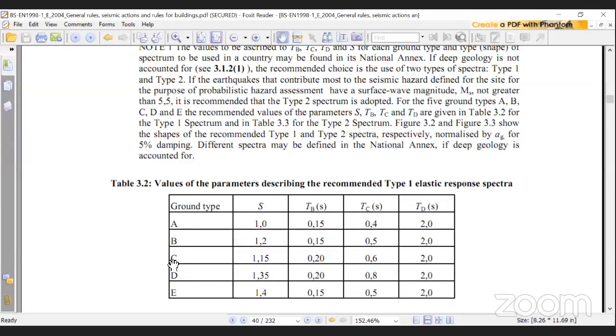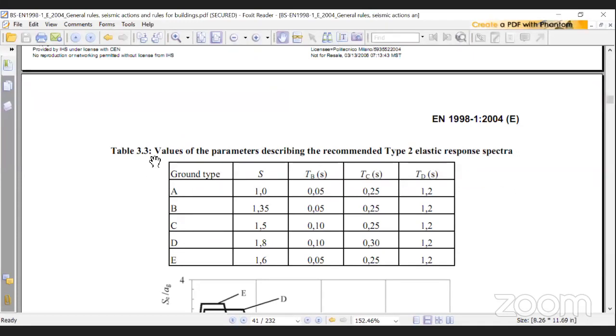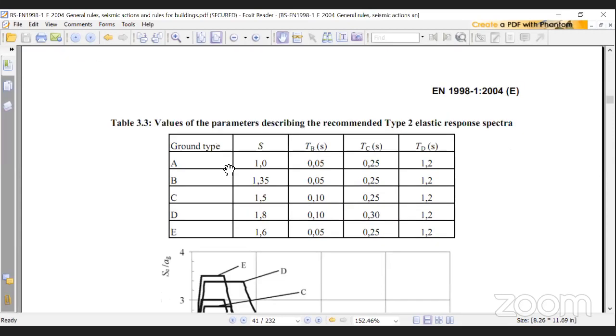Here we have the ground type, the one that you have picked from table number one. We use table 3.2 for type one elastic response spectra. Alternatively, we'll use table number 3.3 for values of type two elastic response spectra. And this again gives you the value. The guiding principle here is, first of all, you have to get the ground type. Where are you doing your building? And then the other values will follow.